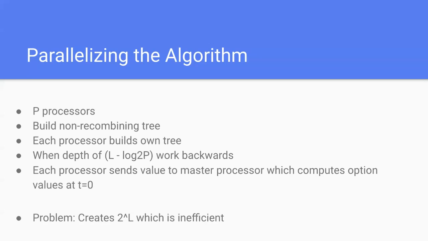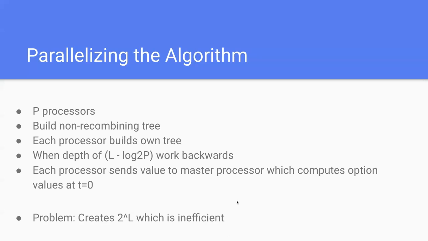So here's the problem with this algorithm. The recursive non-recombining algorithm, like we saw, creates 2 to the L nodes, so 2 to the power of the number of levels in our lattice. This actually restricts its usefulness to only short-dated options, so options that have a time to expiration that's more recent. To accurately price options with long times to expiration, this algorithm is obviously not efficient.